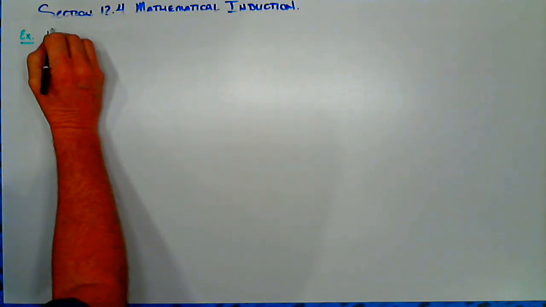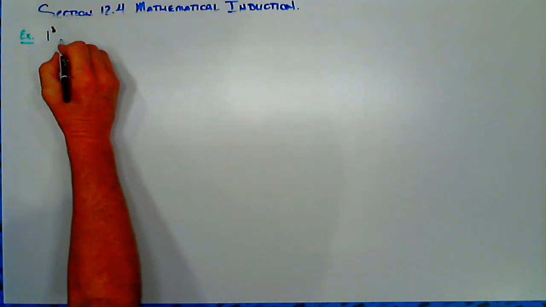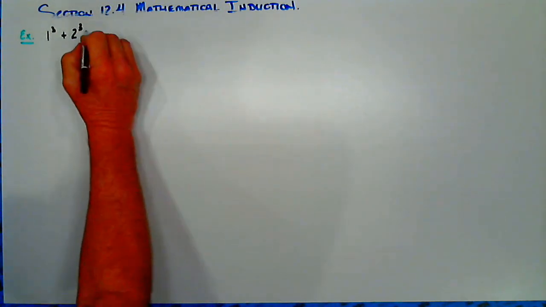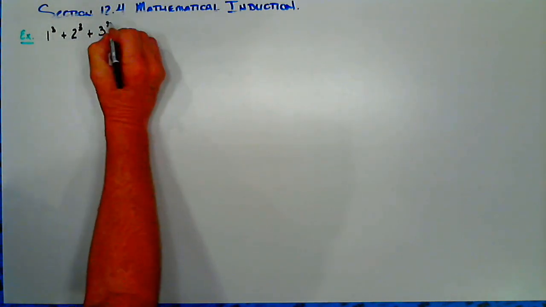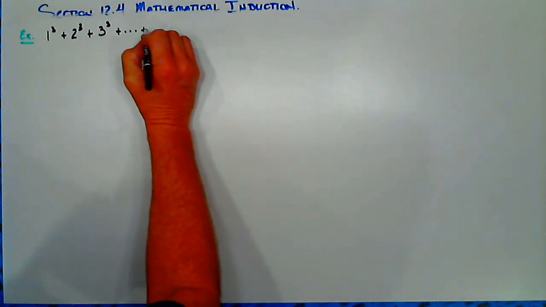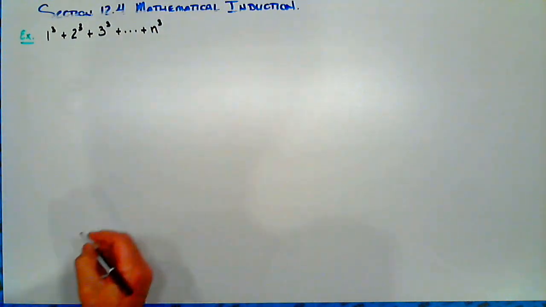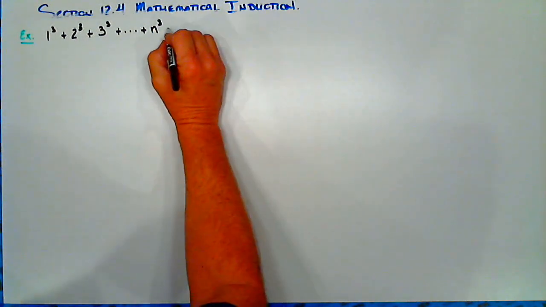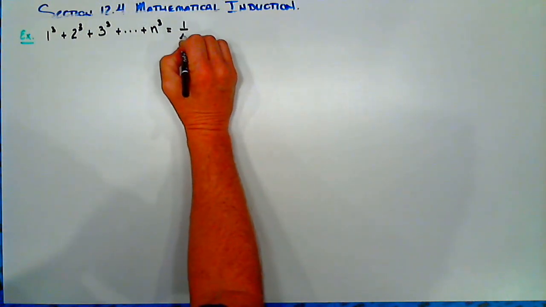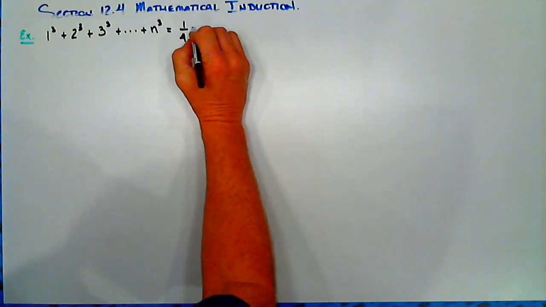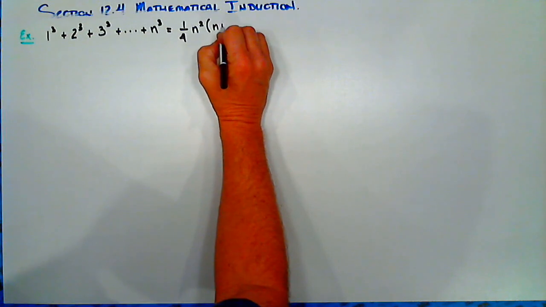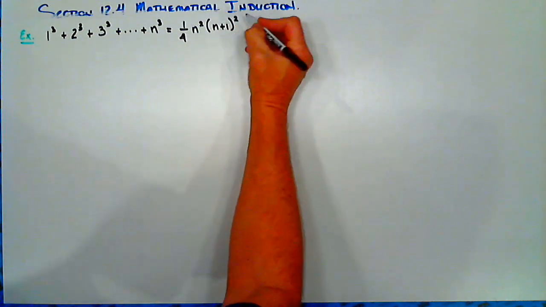So what does this problem say? This problem says 1 cubed plus 2 cubed plus 3 cubed all the way up to n cubed is equal to 1 over 4 times n squared times n plus 1 squared.